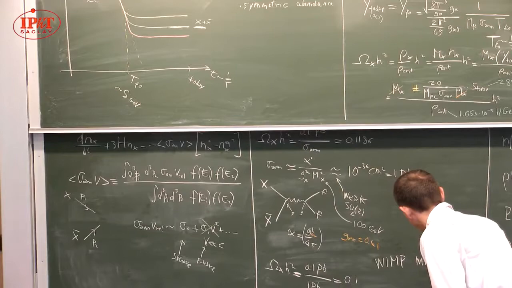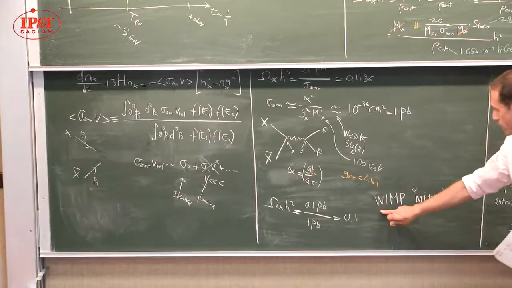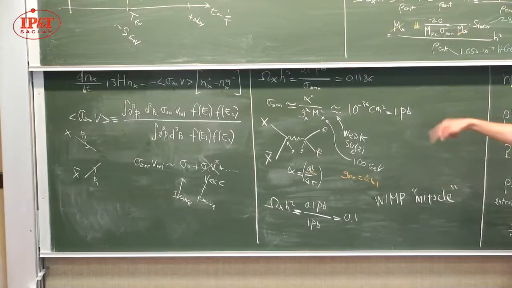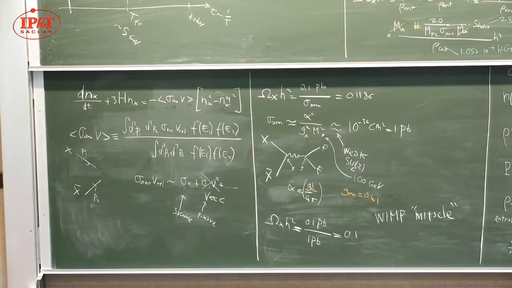The WIMP miracle says that weakly interacting massive particles, with weak interaction cross-section, weak interaction couplings and the typical weak mass, give you automatically the cosmological relic abundance for free, in some sense. Which is why people are so fond of WIMPs, of weakly interacting massive particles. This is also the reason why I was assuming 100 GeV mass there, because this works typically for these kinds of masses.